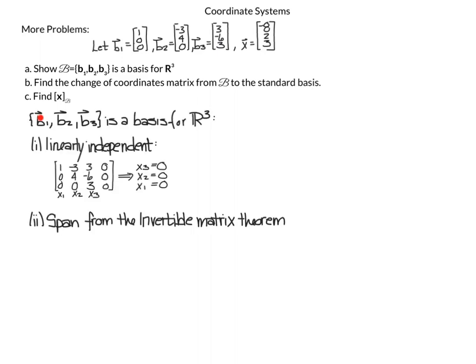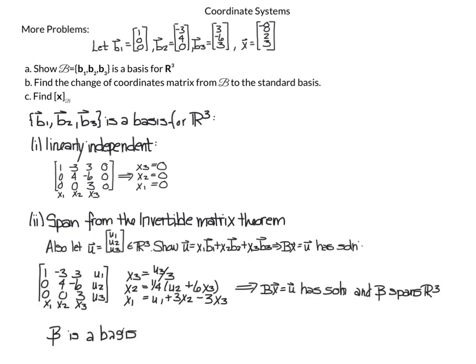I'm going to start by showing that B1, B2, B3 is a basis for R3. The 2 things I need to show are 1, that the vectors are linearly independent, and 2, that they span the space, they span R3. So first, they are linearly independent. I write B as our matrix, 1, 0, 0, negative 3, 4, 0, 3, negative 6, 3, and then I set it equal to 0 to see what the homogeneous equation looks like. Fortunately, this is already in reduced echelon form for me, and I'll see that x1, x2, and x3 all need to equal 0. So B1, B2, B3 is linearly independent.